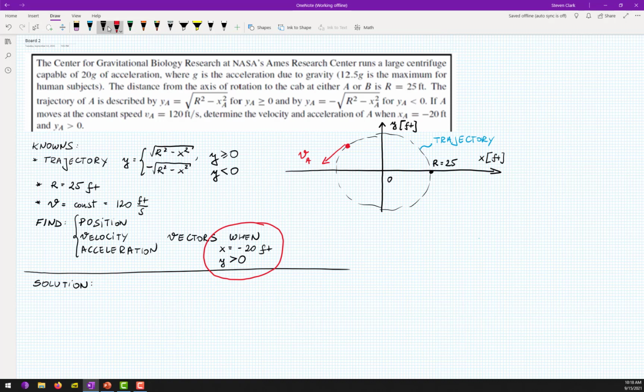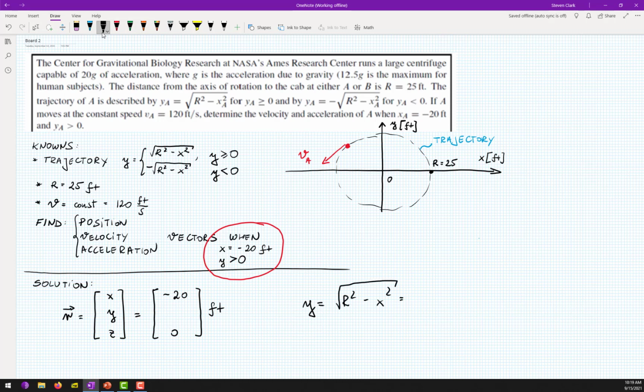Pardon me. Okay. So let's find the position at that point. Position is basically x, y, z. We have two numbers for free, -20 and 0, and for y, they told us that y is equal to the square root of r squared minus x squared. Plug in values: 25 squared minus 20 squared. If I remember correctly from primary school, that's 15. Okay, 33% of the problem done. We have our position. This is our vector, exactly this vector, by the way.